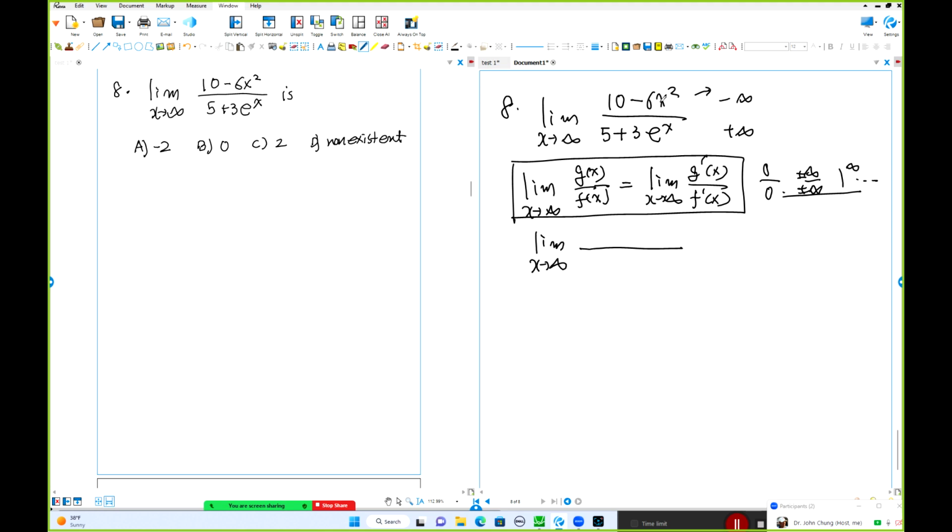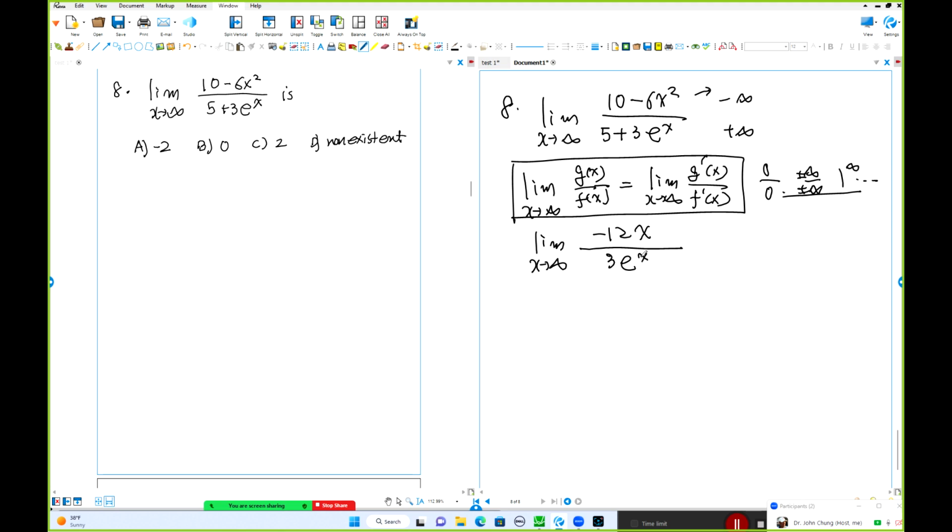What is the derivative of the numerator? The derivative of 10 is 0. The derivative of negative 6x squared is how much? Negative 12x. Are you okay with this? Negative 6 times 2 is negative 12, and 2 minus 1 gives x. The denominator: 5 is a constant, so 0, and the derivative of 3e to the x is still 3e to the x. That's right? Okay, check it out again.